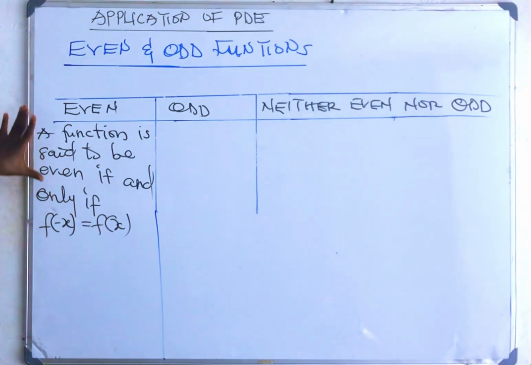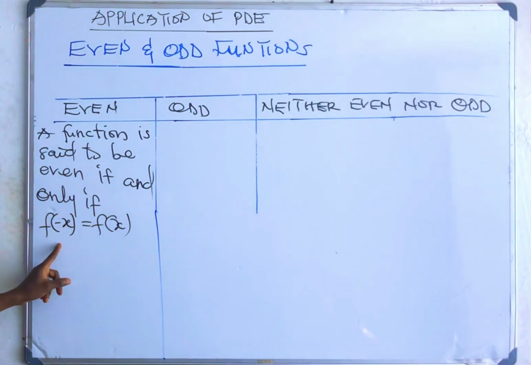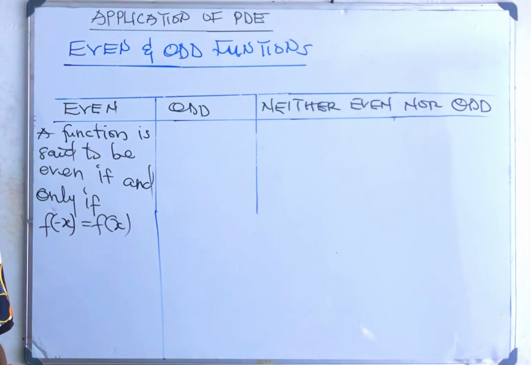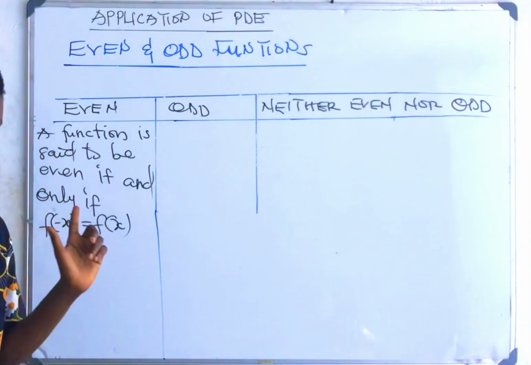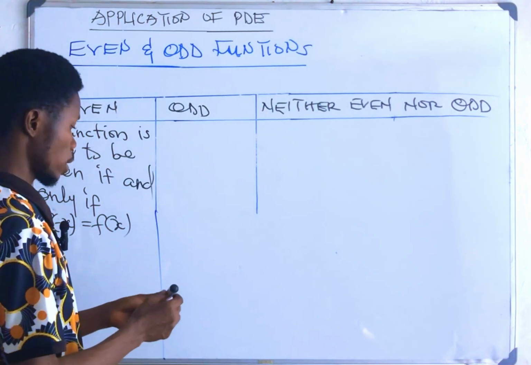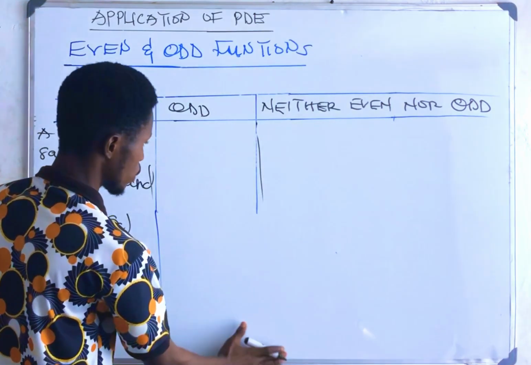the function is said to be even if and only if f at negative x is equal to f at x. What are we trying to say? I will come back to that. Let's look at the odd functions.